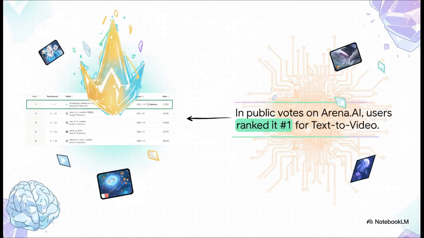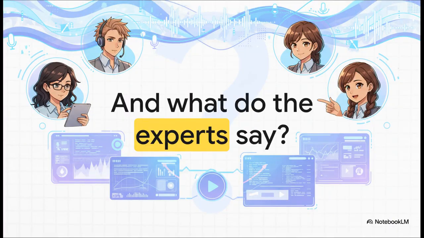And boom, here's the first piece of proof. What you're looking at is a leaderboard from a site called Arena.AI. This is where thousands of regular people vote on which AI video they like better in these blind head-to-head matchups. And look who's sitting right there at the top. Yep, Seedance 2.0 ranked number one, beating out the big guns from Google and OpenAI. Okay, so the public has spoken.